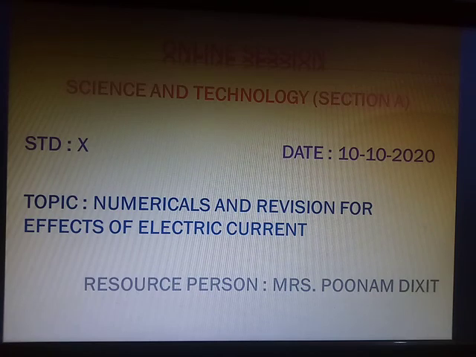and Technology Section A. Today, we are going to complete the numerical examples which are left, the textual numerical examples for the chapter Effects of Electric Current, and then towards the end, we are going to revise some of the important rules and topics from this chapter. So let's begin with numerical examples.